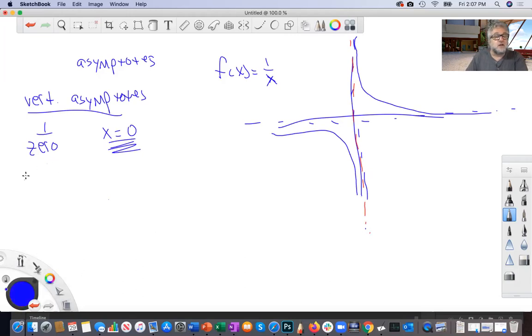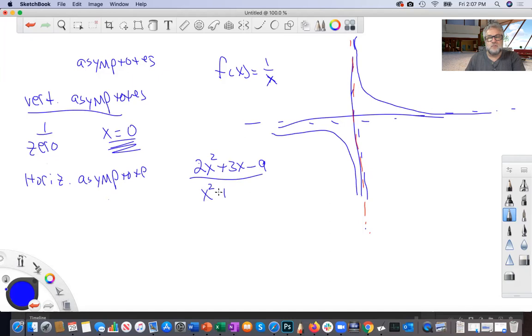Now for horizontal asymptotes, there's a process. Let's say I wanted to know what the asymptotes are for 2x squared plus 3x minus 9 over x squared minus 4. How's that? And I want to know where the vertical and horizontal asymptotes are. And we'll do the verticals first because those tend to be easier.